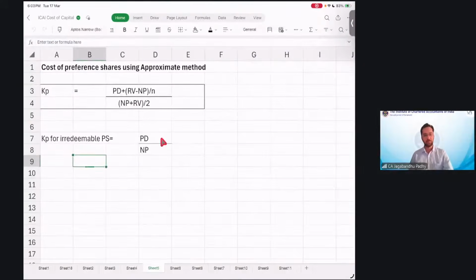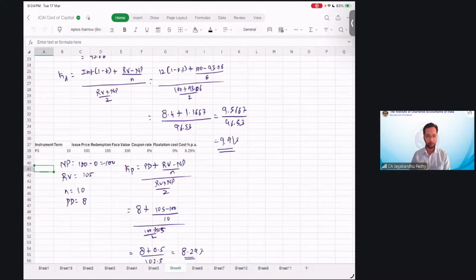In a similar way, cost of preference shares is (preference dividend plus (RV minus NP) upon N), the whole divided by (RV plus NP) by 2. So this is similar to the cost of debt, but the only thing is you don't have any tax benefit coming up over here. So cost of preference share for irredeemable preference share is preference dividend upon net proceeds.